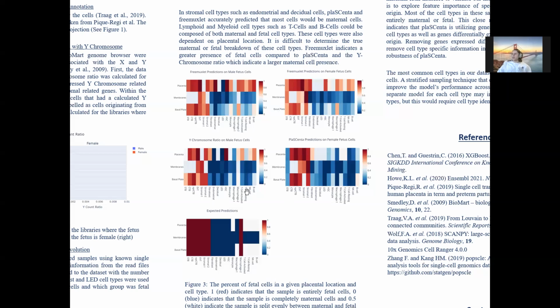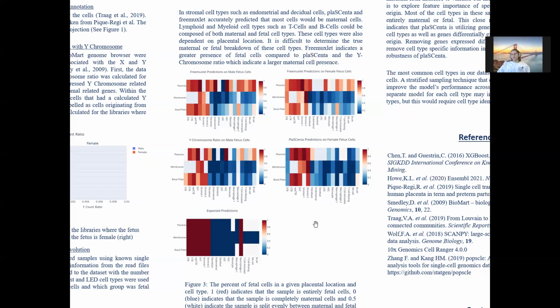In cell types where there is a mix of both maternal and fetal cells, it's difficult to examine and determine the truth, as the truth is unknown, since both types of cells belong in those cell types. However, we can compare and see that Trumuxla does predict more of a fetal presence in the cell types where both maternal and fetal cells are present, whereas the Y chromosome ratio and placenta show that there's a greater maternal presence.